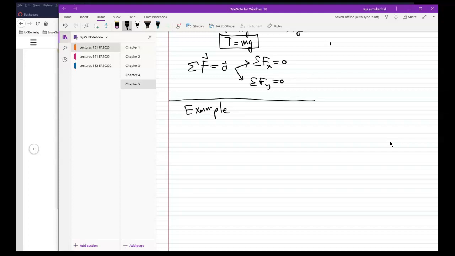Number, what is it, 5.2. So first thing you need to do, always, you need to draw the free body diagram. Honestly, you couldn't do the problem without a free body diagram. So it really helps you put in what is the equation.